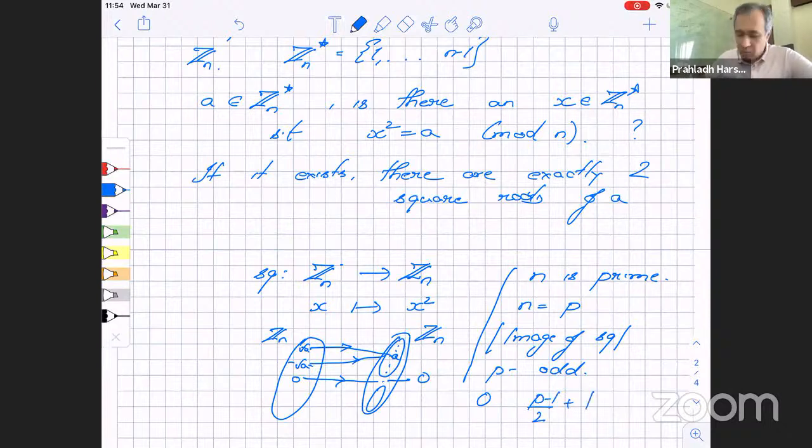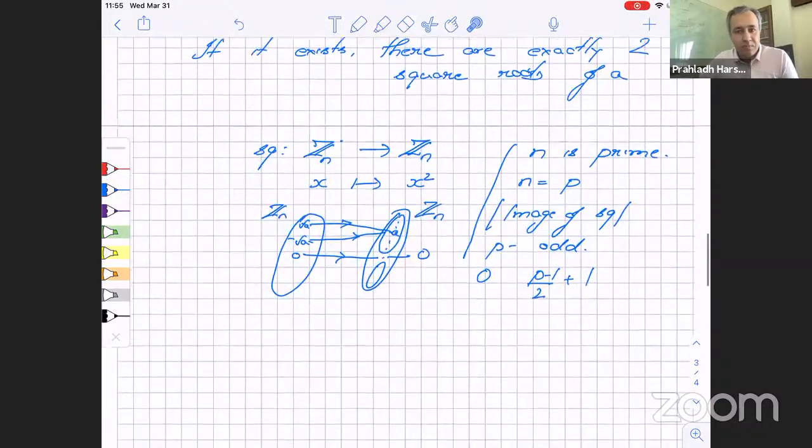There are only (p-1)/2 nonzero elements in the image, because the remaining p minus 1 elements are all getting mapped, and it's a 2-to-1 mapping. Therefore, the number of elements here is only (p-1)/2. There are (p-1)/2 which do not have a pre-image.